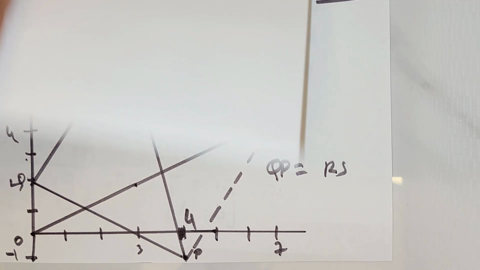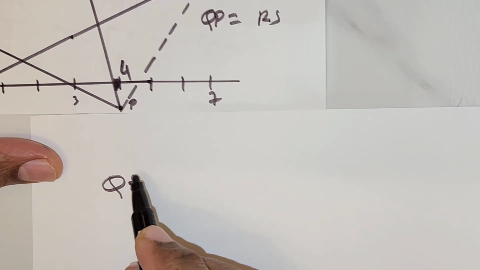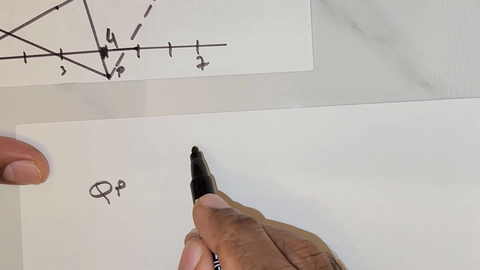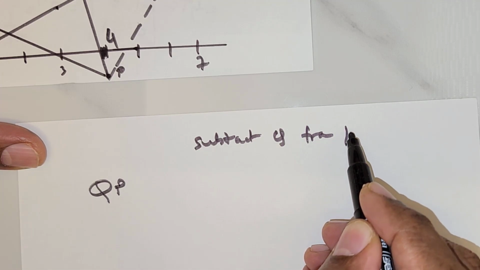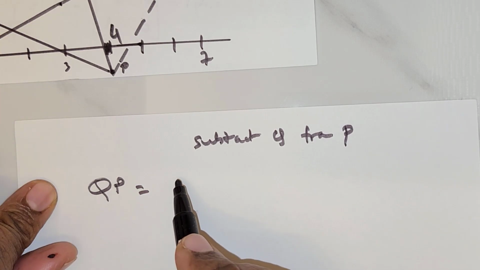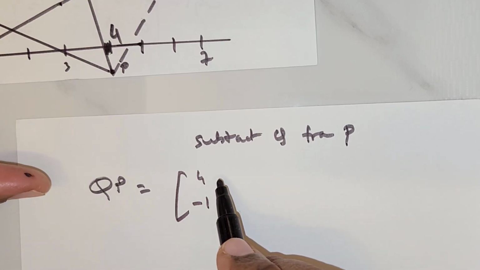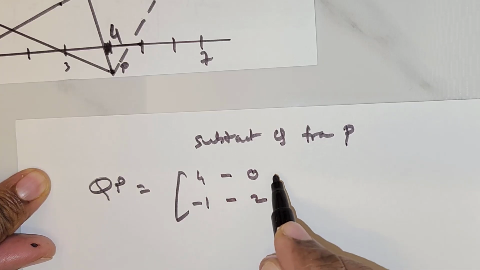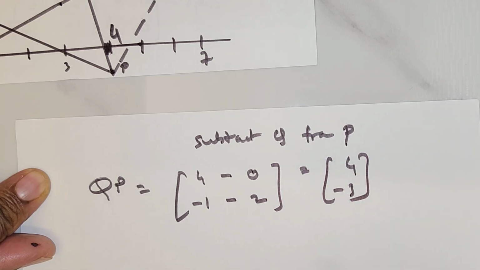So let me find QP. To find QP, what we have to do is subtract Q from P. So what is P? P is 4, -1, and Q is 0, 2. So 0 and 2. So this is going to give me 4 and -3.